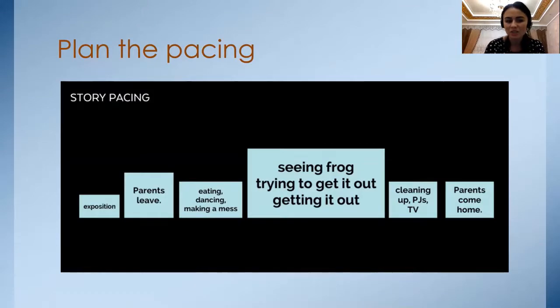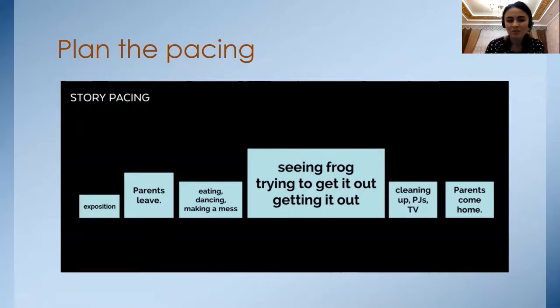So, the exposition, or setting the stage part. Would you like it to be big? Not really. It has to be just an introductory part. You shouldn't spend half of your story introducing your topic, because then you will not have enough time for your turning point.